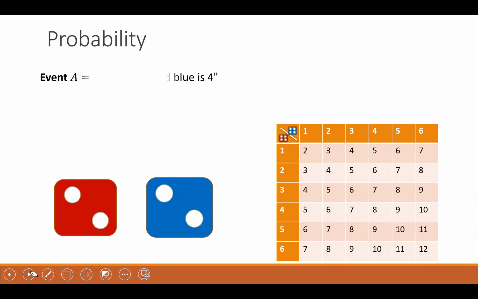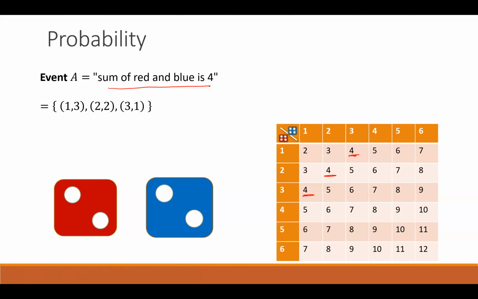Okay, so now let's take an event A, which is the sum of the red and the blue die is equal to 4. And let's figure out the probability of event A. So if I look at my table here, there's a lot of symmetry. I want to find all of the outcomes where the sum is 4. So I have 3 of them here, right? And I can write them out explicitly.